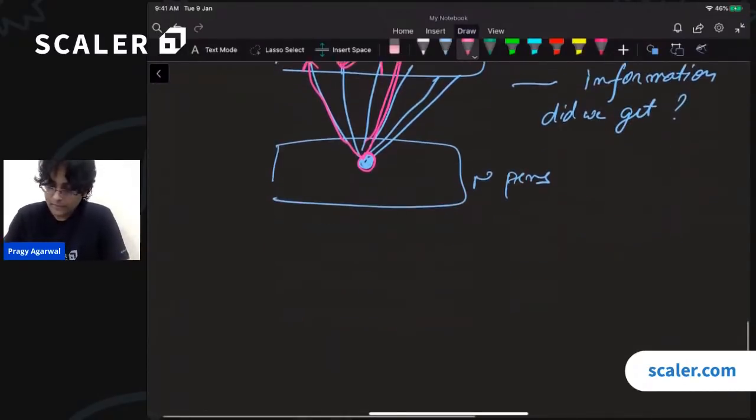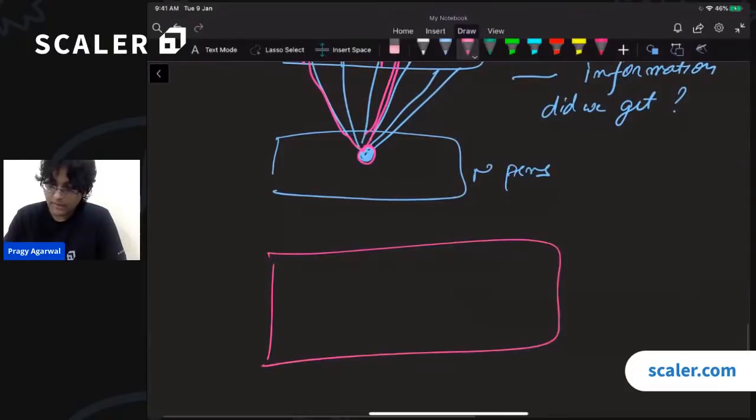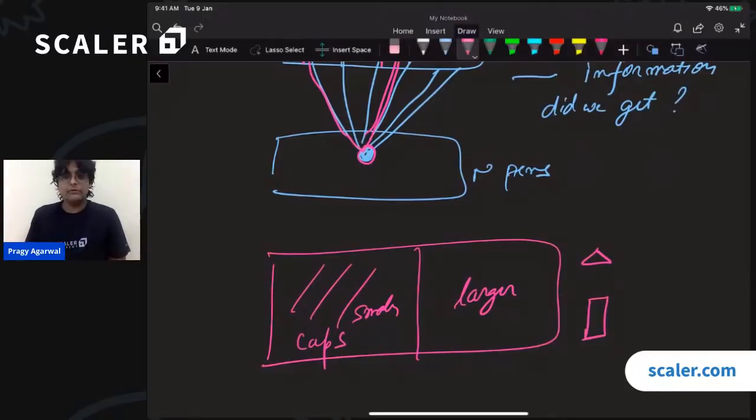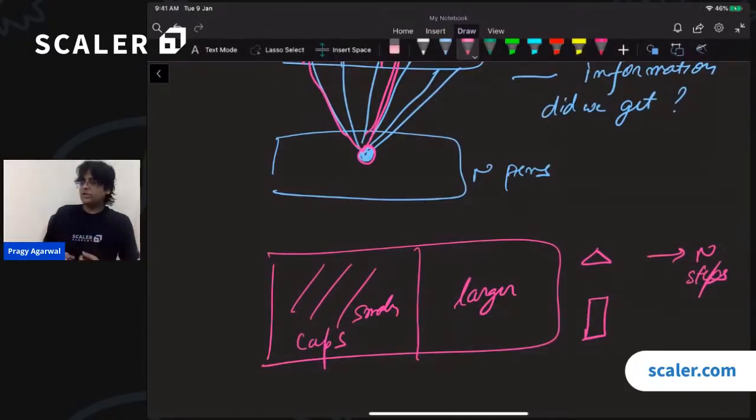So what will I get? My table will look like this. I will have all the caps that were smaller. I will have all the caps that were larger. These were the smaller caps. These were the larger caps. Apart from that, I will have the correct cap for this pen as well. That is the entire information I get by doing these n steps, by comparing that pen with all the caps. That is the information I get.